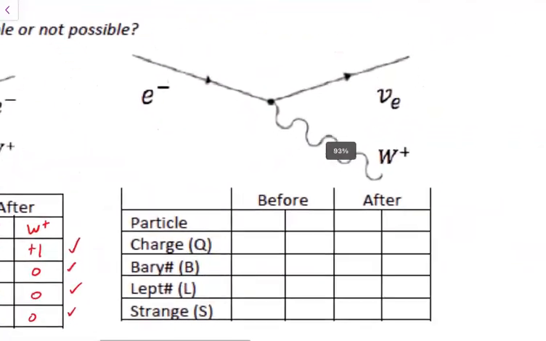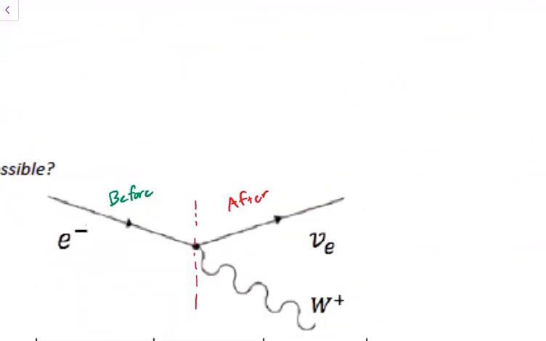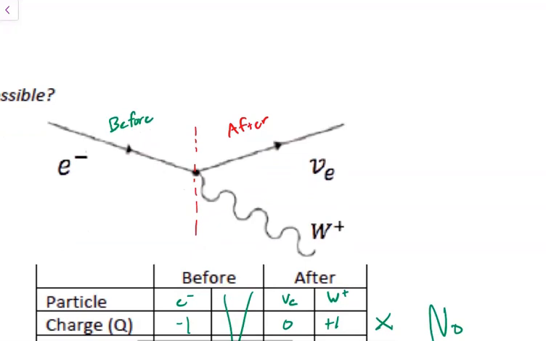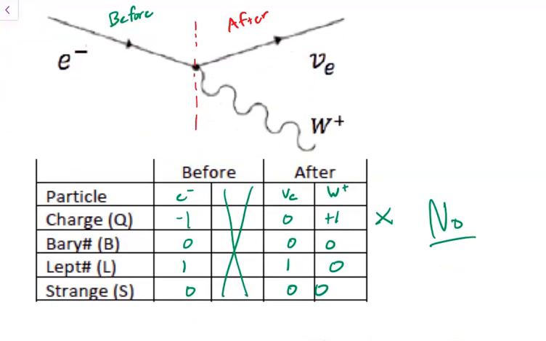I want you to do this on your own. So at my vertex, I've decided my before and after. I've chosen my particles, and then I've checked my charge number, baryon number, lepton number. And I saw that in my charge, it should not occur. This is not possible because there's no conservation of charge.